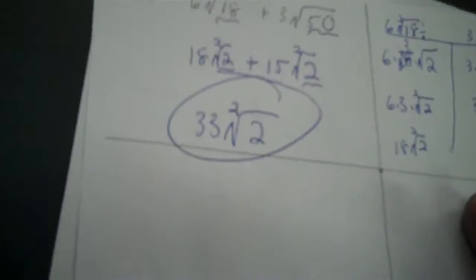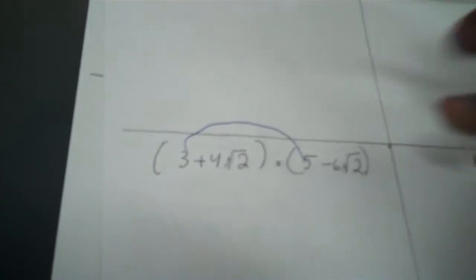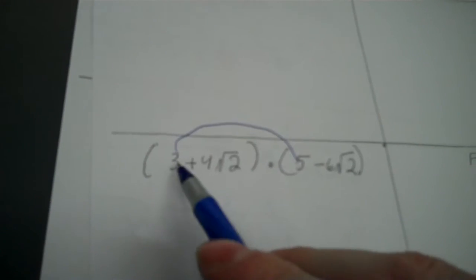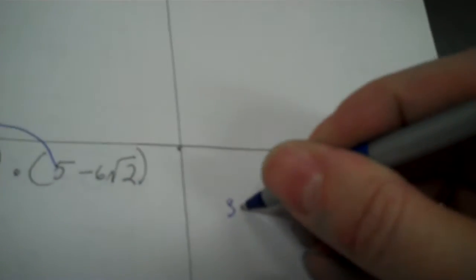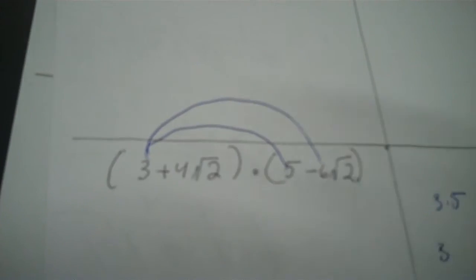Boom. Okay. Now this says FOIL, and if I was given a test, I would write that so you kind of had some direction where to go. You're foiling with radicals. So you got 3 and 5. Now 3 and 5 don't have radicals attached to them. So that's just 3 times 5. Then I go 3 to the negative 6. Now 3 doesn't have a radical connected, but the negative 6 certainly does. Radical 2.